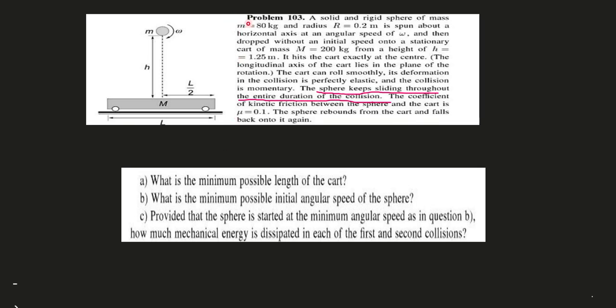The problem says we have a solid and rigid sphere of mass small m equals 80 kg and radius capital R equals 0.2 meter, spun about a horizontal axis at an angular speed of omega and then dropped without an initial speed onto a stationary cart of mass capital M equals 200 kg from a height h equals 1.24 meter. It hits the cart exactly at the center. The longitudinal axis of the cart lies in the plane of rotation. The cart can roll smoothly.